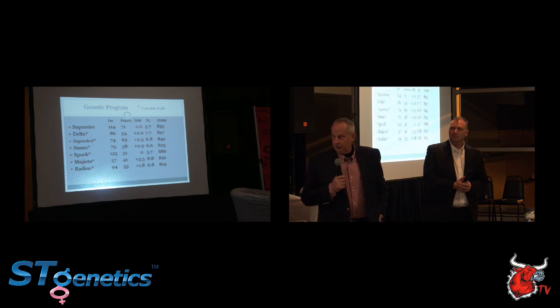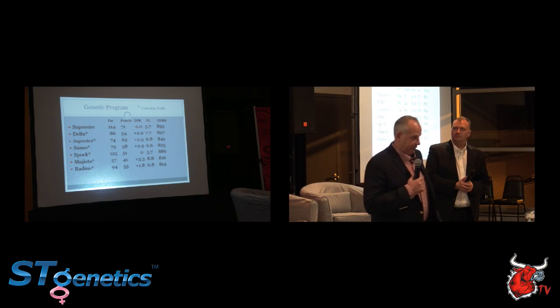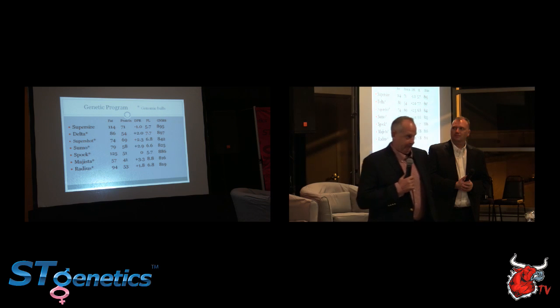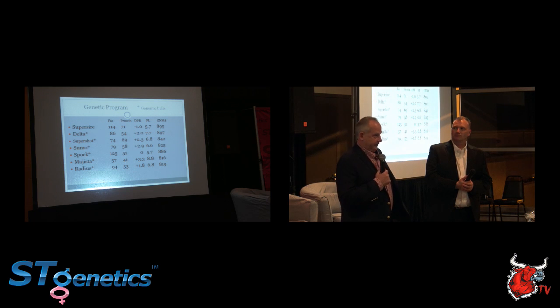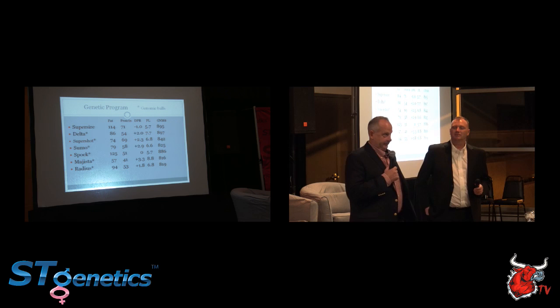So here's our current genetic program, 246 genomic bulls, 1 proven bull. When a bull gets that high, when he's proven, we would like to have maybe 400 to 500 daughters of him. We have about 200 daughters. We have 150 daughters of Delta. We will have 200 daughters of Delta.